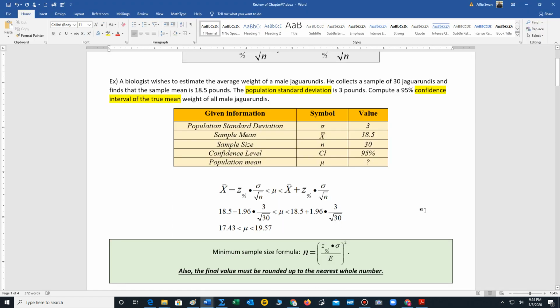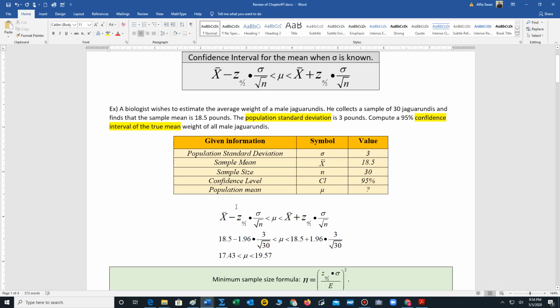Okay. So now the next step is we insert that information into our formula, as we've done here, and we just use order of operations and calculate. So we see that the true mean weight of jacarandis is between 17.43 pounds to 19.57 pounds.